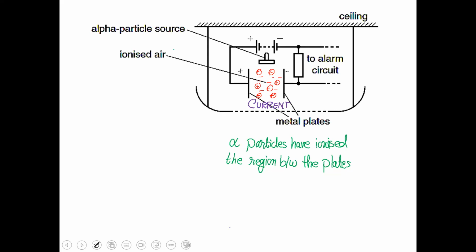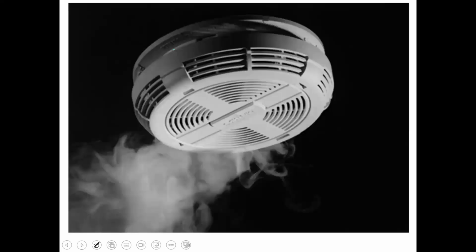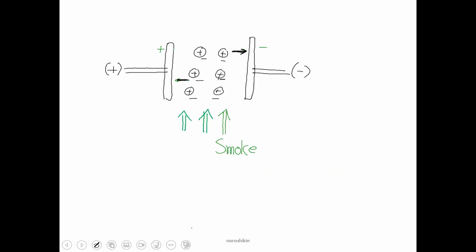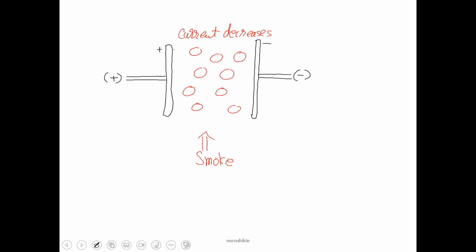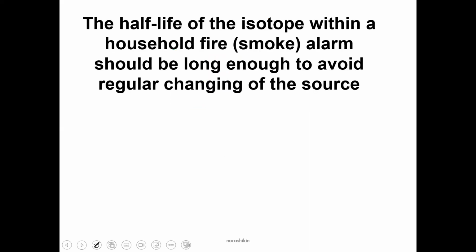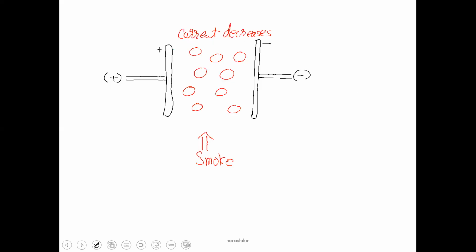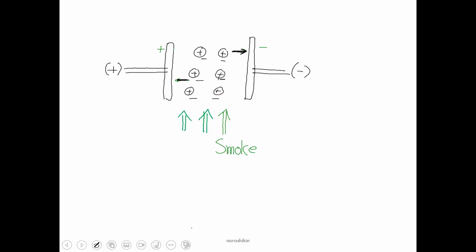Now there is a current because we have placed a battery. What happens when smoke enters this tube? Look at the smoke entering. Smoke particles absorb the ions. Smoke particles means carbon particles. Carbon particles absorb the ions, and now the ions are gone. Current is also decreasing. When current decreases, automatically the sensor will pick it up and the alarm rings. This is how a smoke detector works.